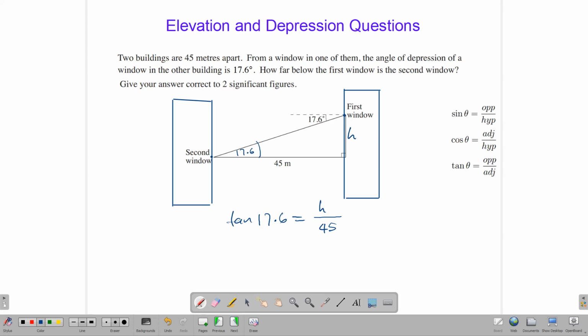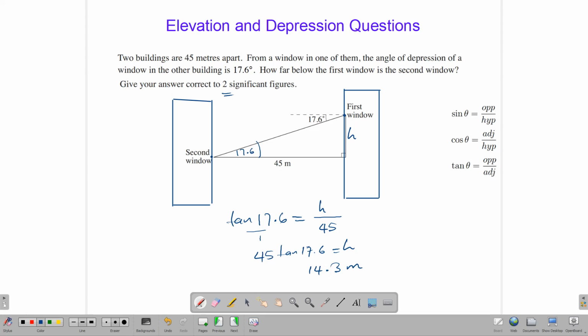Doing a simple cross multiplication again, we have that 45 tan 17.6 is equal to h, and punching that into our calculator gives us 14.3 meters.